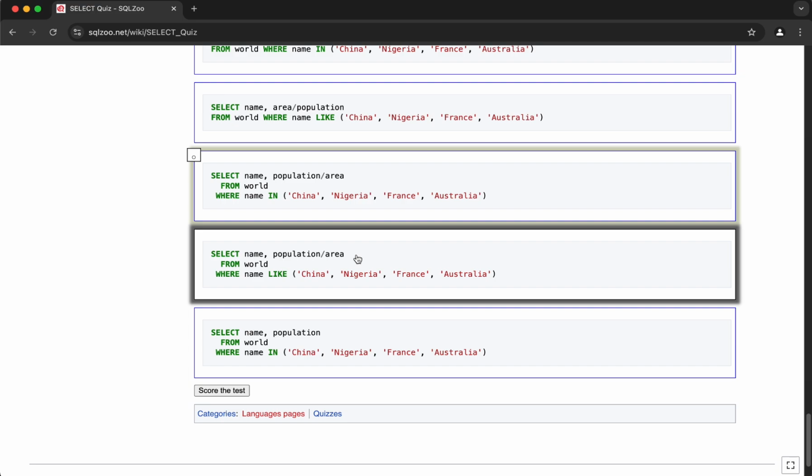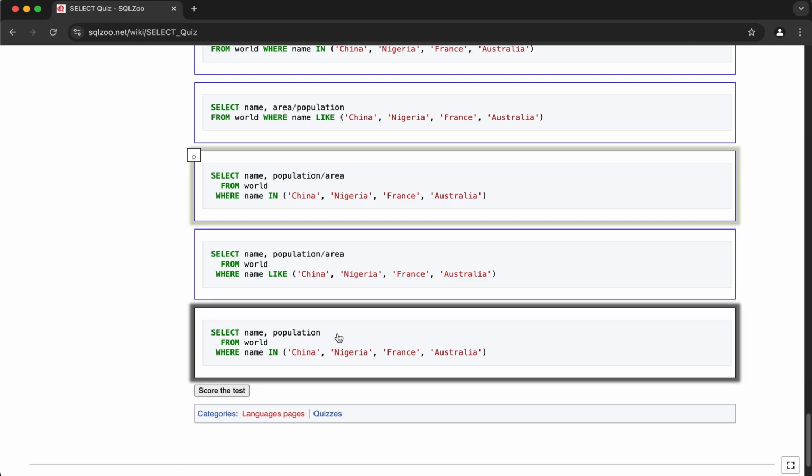The fourth option says select name, population over area, which is correct, from the world table, where name like. That's where it makes this option incorrect, because name like is used only for a single string. It can't be used to check for multiple values in the name column. You have to use the in operator, which is used to filter rows, which again, like we said, basically simplifies our OR condition.